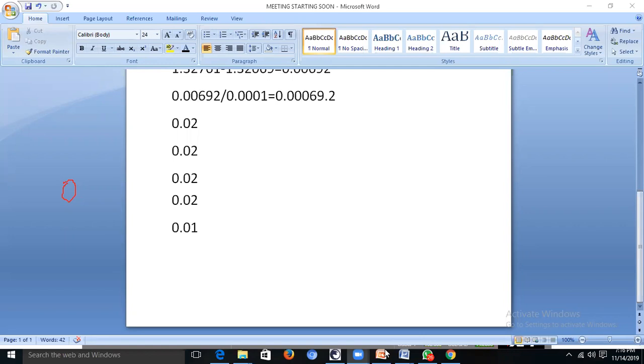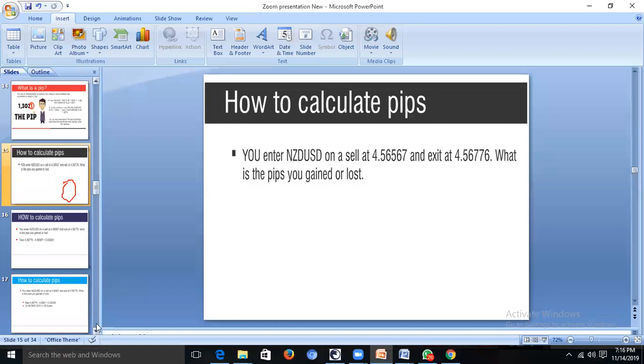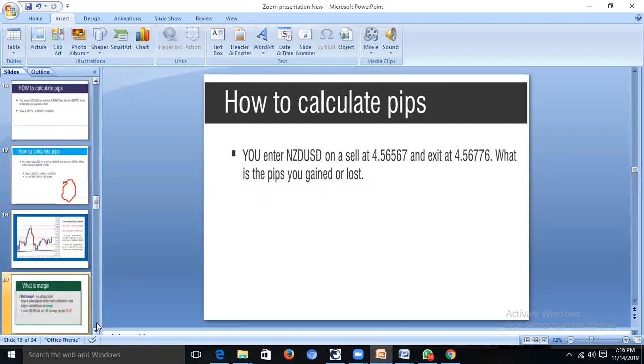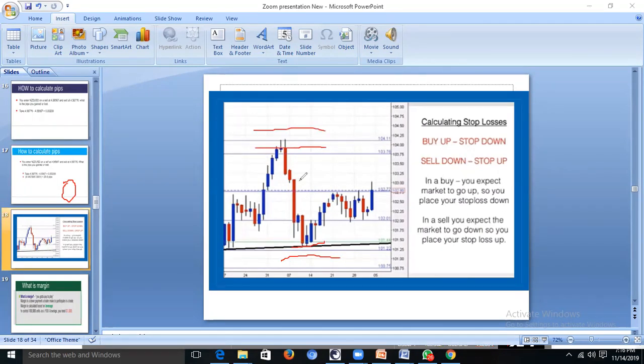All right, good luck. So let's go straight to the next topic. We have learned how to calculate pips. We've learned how to calculate stop loss. We've done that. So you buy up, stop down, meaning that if you're going to be placing a buy, your stop loss should be down. If you are going to be selling from this top, your stop loss should be up. So that in case the trade moves against you, you have something protecting you.